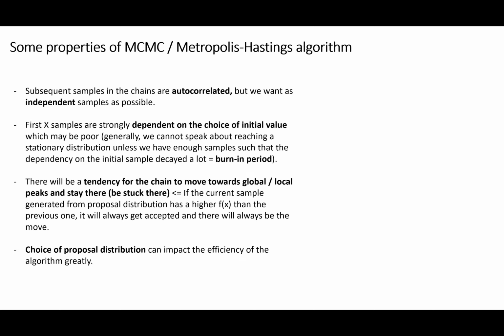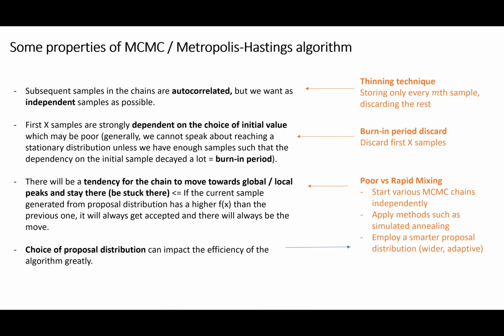And last but not least, the choice of the proposal distribution can also impact the efficiency of the algorithm greatly. So these are the properties, and I would even say maybe pitfalls, of MCMC and Metropolis-Hastings. But how do we deal with them?